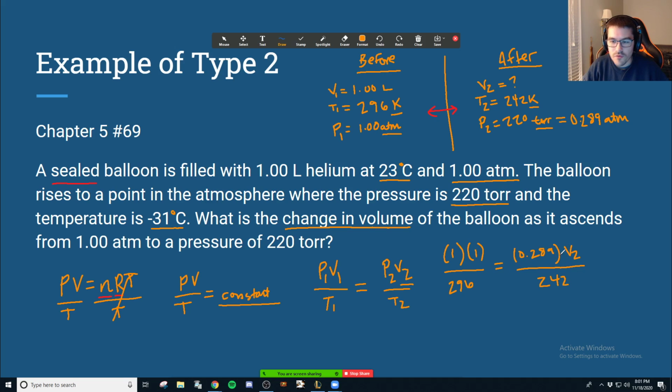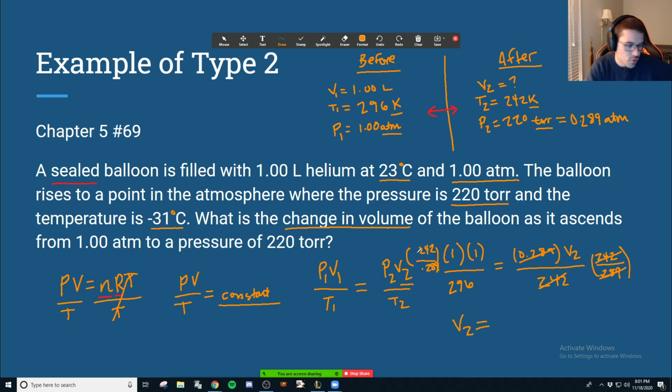You can solve this however you want. Some people might think that it's easier to cross multiply. Some people might want to multiply both sides by 242, divide both sides by 0.289. Doesn't matter. That's probably what I would do: multiply both sides by 242 over 0.289. You see how that cancels there. Multiply this side of the equation by that as well, 242 over 0.289. And so your V2 is going to be equal to this big jumble of stuff.